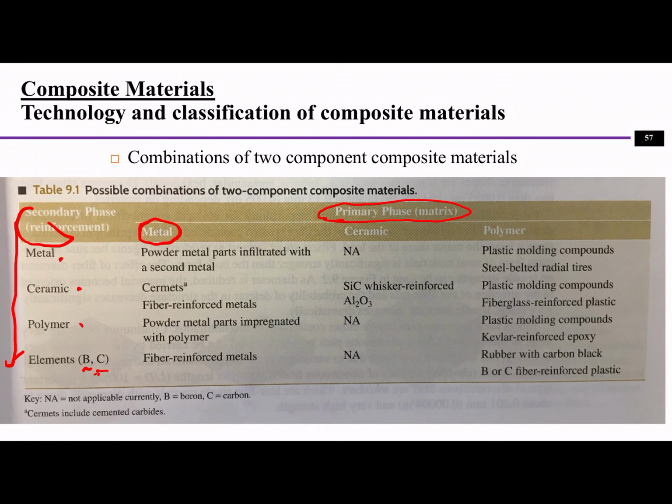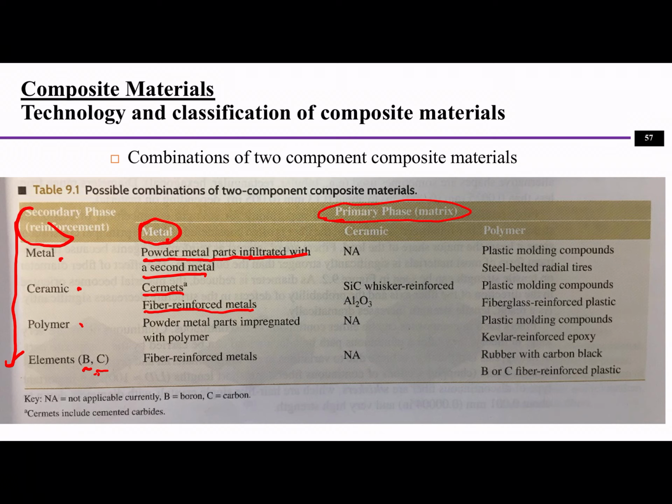For example, with metals, we see a lot of composite metal materials like powder metal parts infiltrated with a second metal. And when metal is the matrix and ceramic is the second phase, we can make products like cermets. And also fiber reinforced metals.